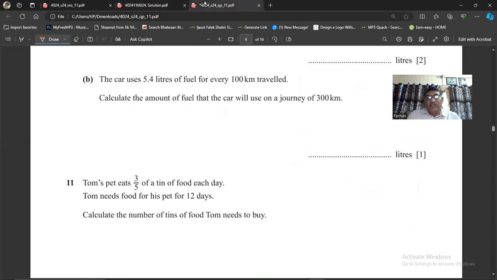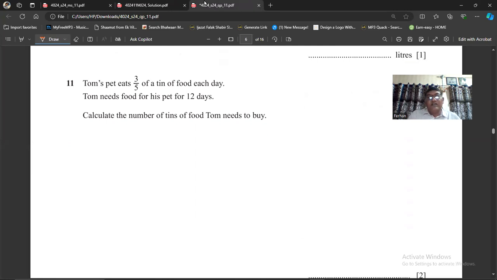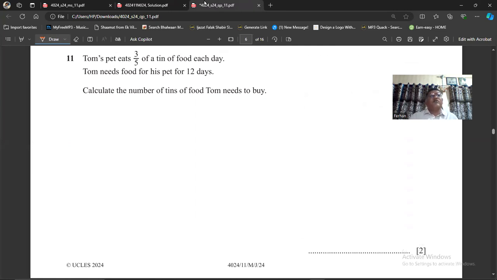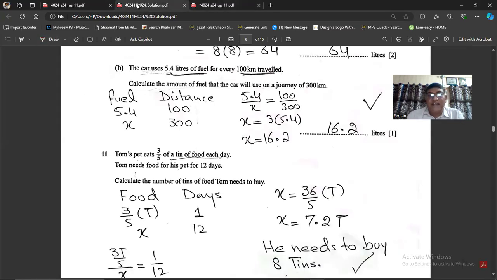So here we go. Question number next. That is question number 11 showing up on your screen. Tom's pet eats 3 by 5 of a tin of food each day. Tom needs food for his pet for 12 days. Calculate the number of tins of food Tom needs to buy. Okay. So the more the days, the more the tins are needed. So the tins and the days are directly proportional to each other.